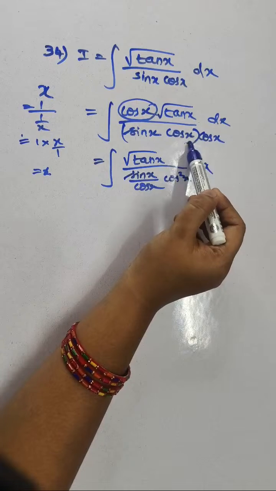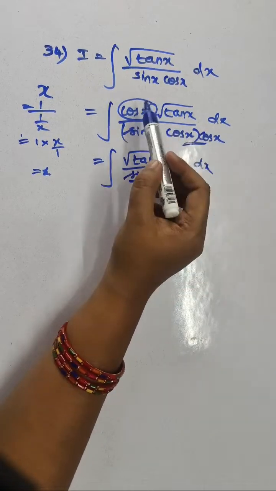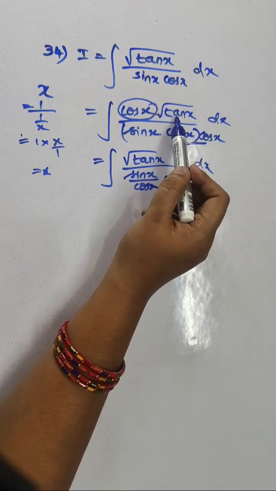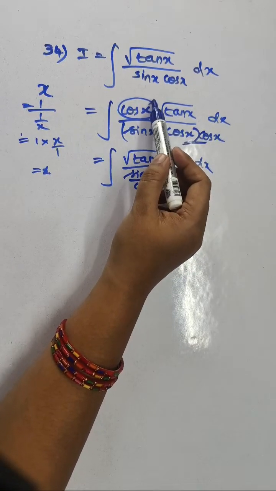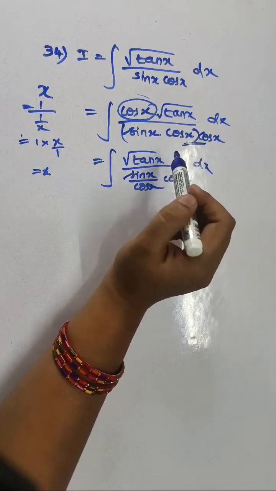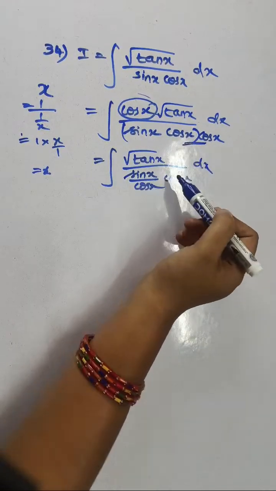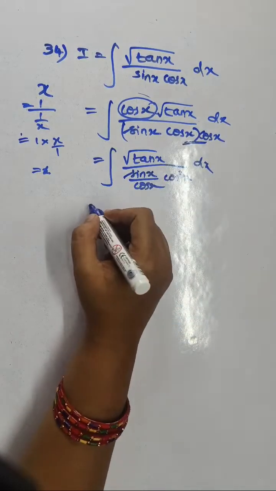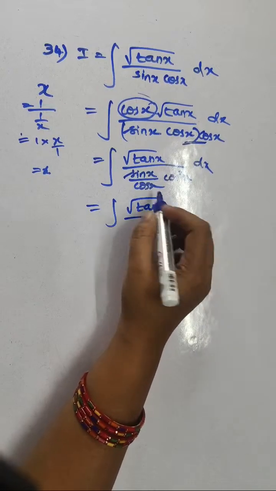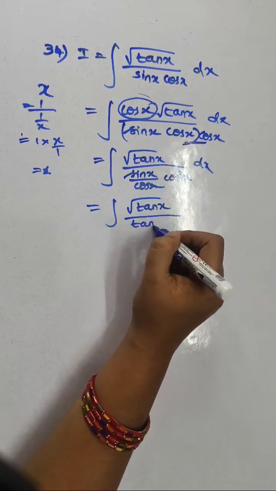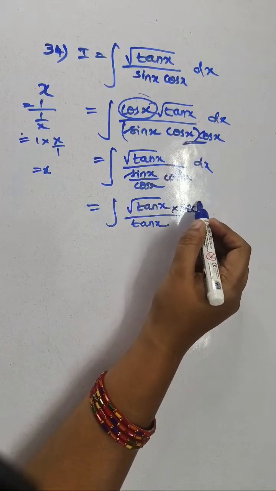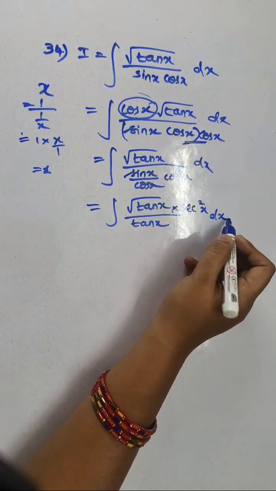and this can be multiplied. Because it is in roots, you can't simplify directly. So I'm taking this cos x to the denominator as 1 by 1 by cos x form, so that we can combine with sin and we can simplify the terms. So that can be written as root tan x by, sin by cos is tan, and 1 by cos square can be written as secant square x dx.